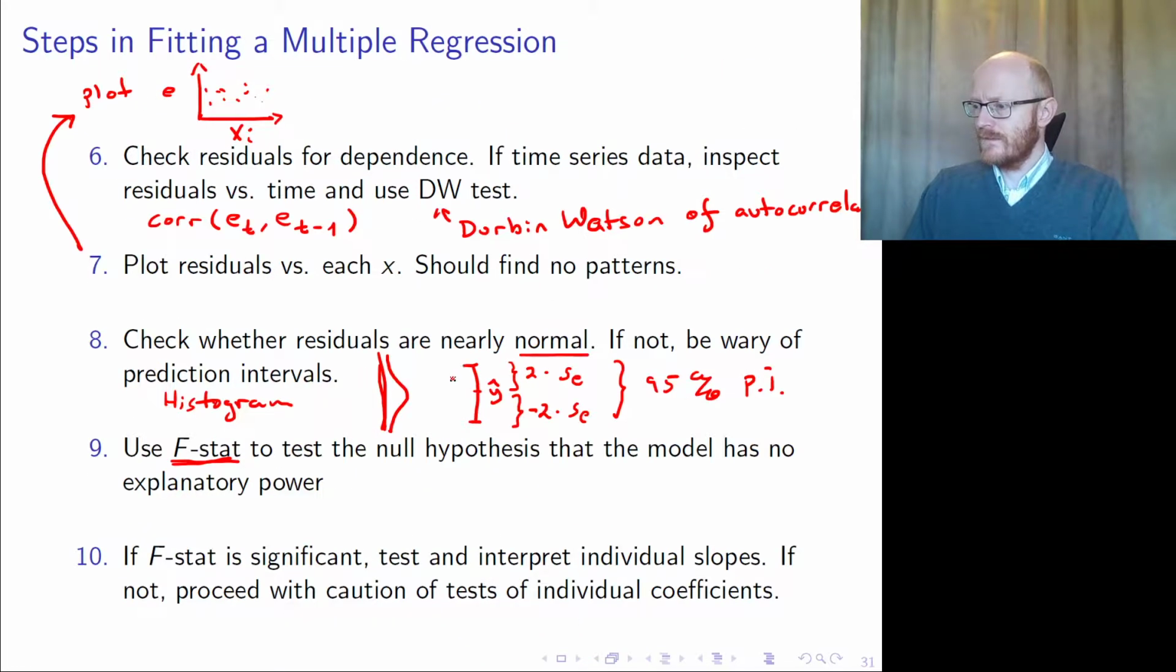Okay, so if the test for the overall model is significant, then you can test and interpret individual slopes, the b's, not the p's, the b's, and you look at the p values.